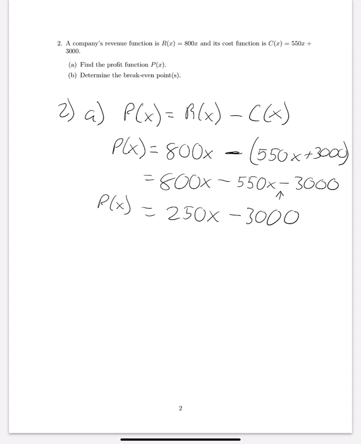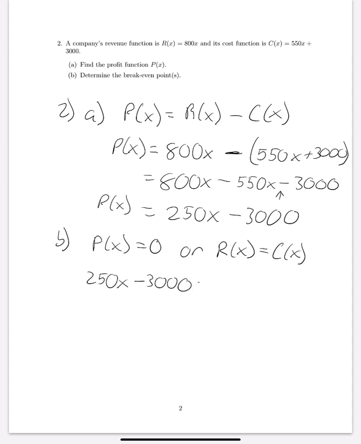All right. Now for part B, we want to find the break-even point, or it could be points. Here, since it's a power of 1 for x, it's just going to be 1 break-even point. But we have 2 ways to do this. We can either say the profit of x is equal to 0, or you can say that the revenue of x is equal to the cost of x. Whichever way you choose, you're going to solve for x ultimately. So I'm going to do it where we have the profit function equal to 0. All right, so my profit function from part A is equal to 0.